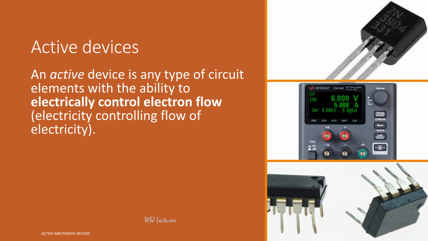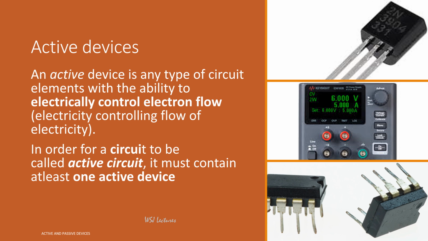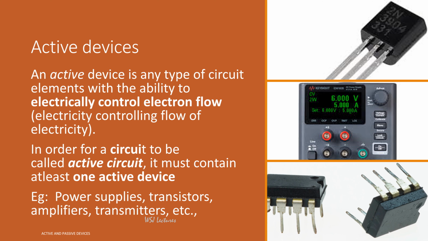In an active device, we need an external power supply to control the flow of electrons in the particular device. In order for a circuit to be called an active circuit, it must contain at least one active device. So all active circuits should have at least one active device. Examples of active devices are power supplies, transistors, amplifiers, and transmitters.